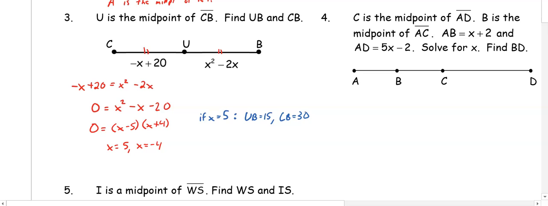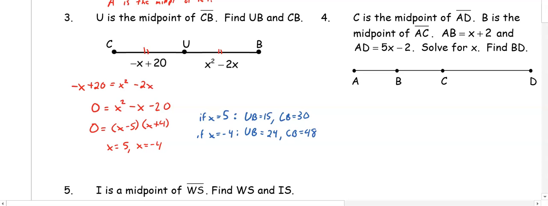Now with negative 4, usually our negatives don't always work, so we've got to really make sure we double check. Negative times negative 4 plus 20 is positive, and negative 4 squared minus 2 times negative 4 is positive, so it stays. So if x equals negative 4, UB is going to equal negative 4 squared minus 2 times negative 4, which is 24. And when we double it, CB, then the whole line is going to equal 48.